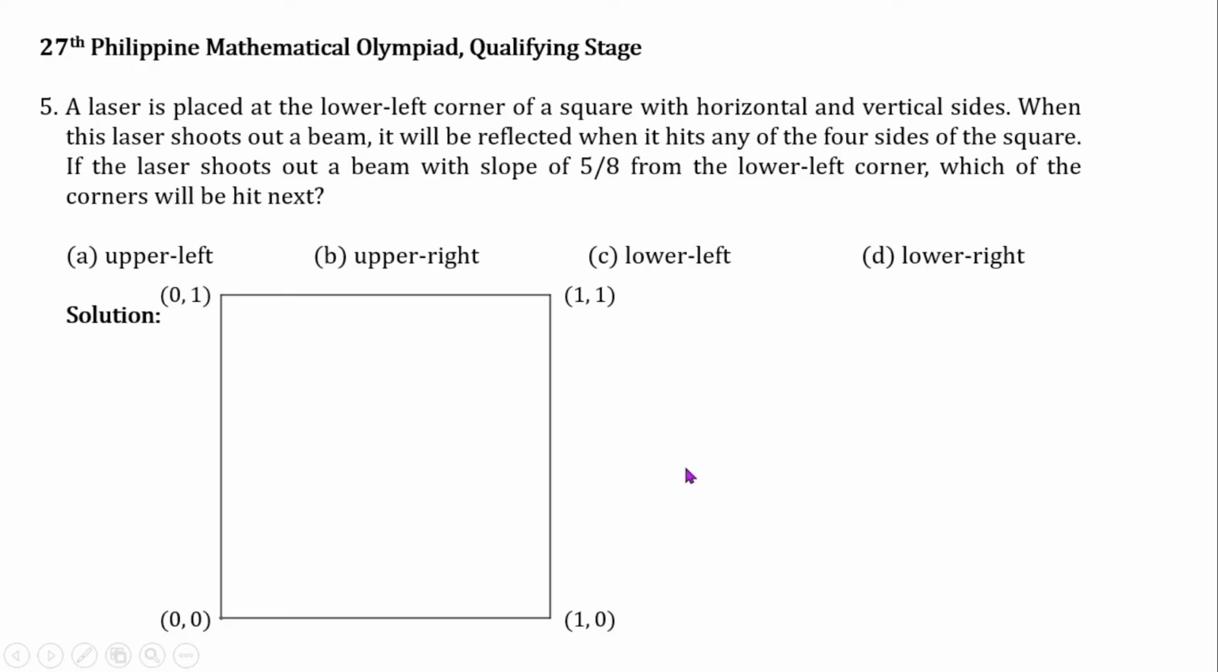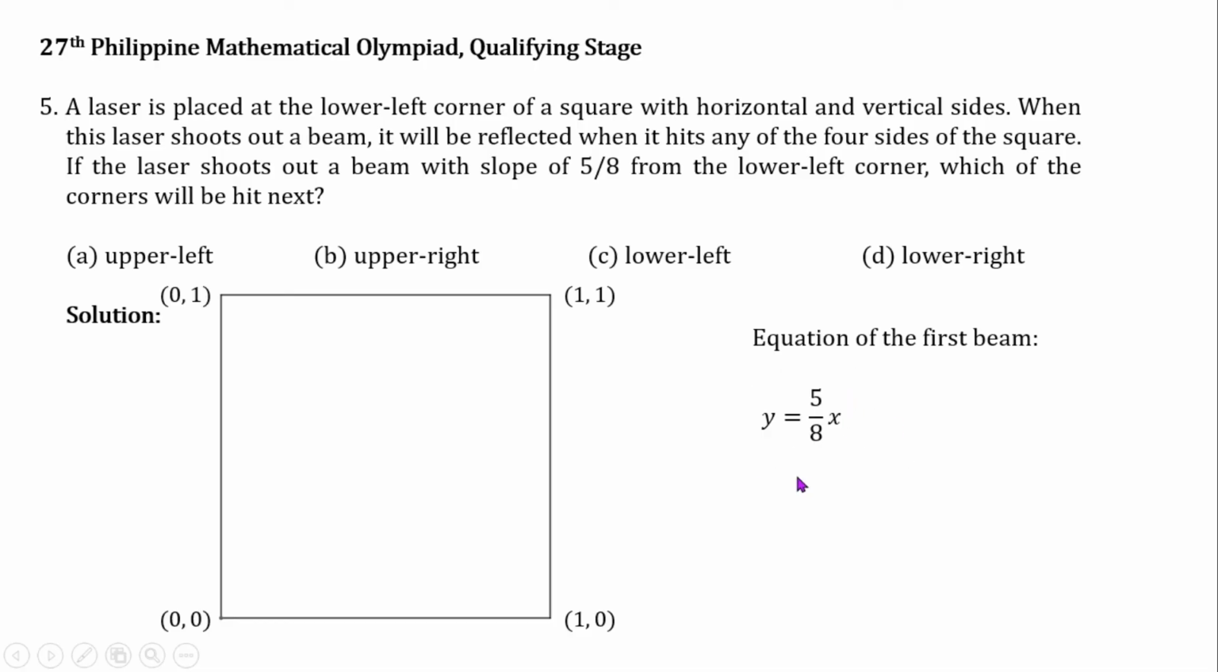The quickest way of solving this problem is by tracing the path of the beam, but we have to be careful in doing that. We have to determine the points where the beam hits the side of the square. So how do we do that? Take note that the first beam starts from the point (0, 0), and it has a slope of 5/8. We can use this information to create the equation of the first beam. Now, the equation of the first beam is y equals 5/8 x.